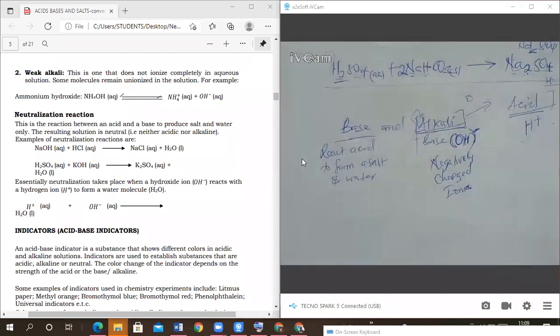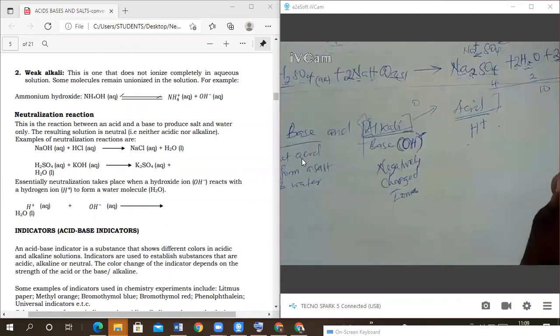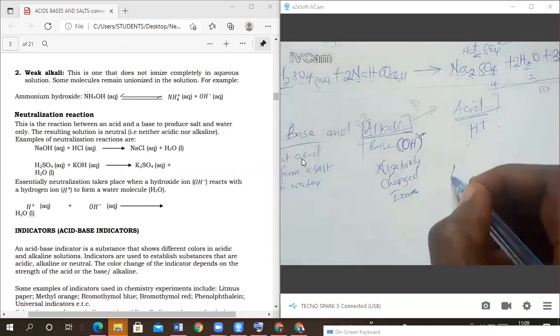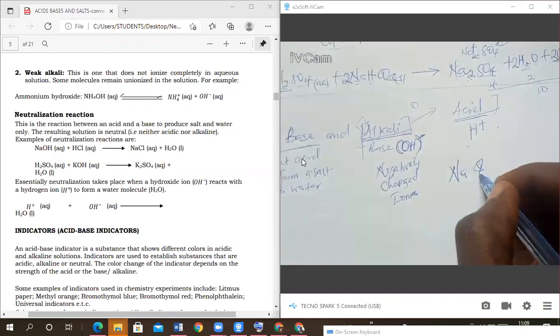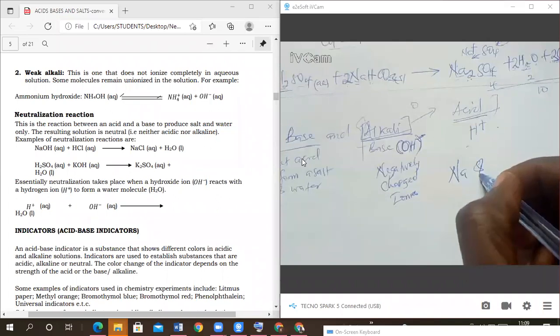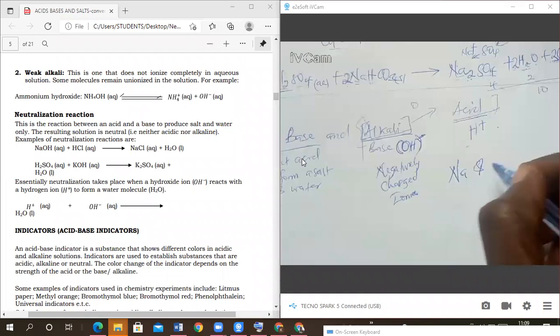Like which salts? Salts of sodium and potassium.